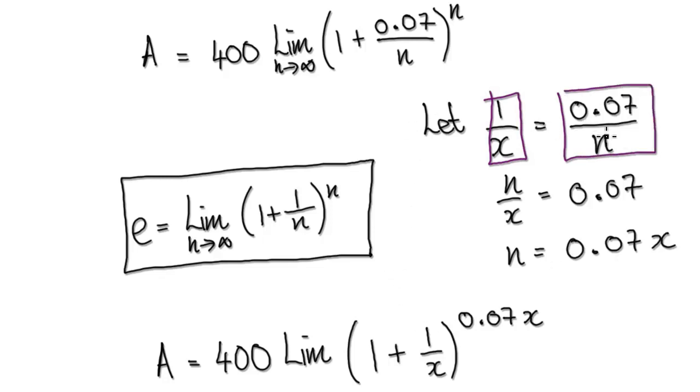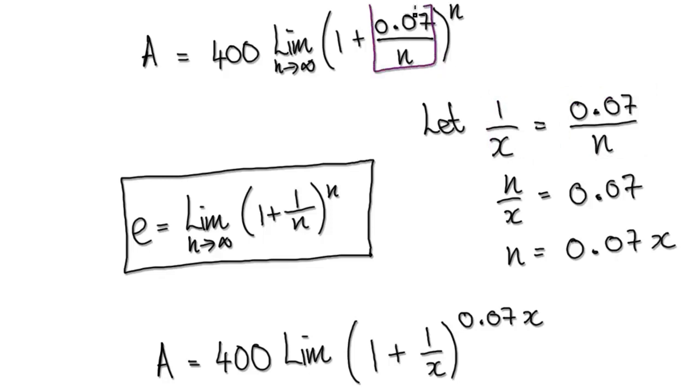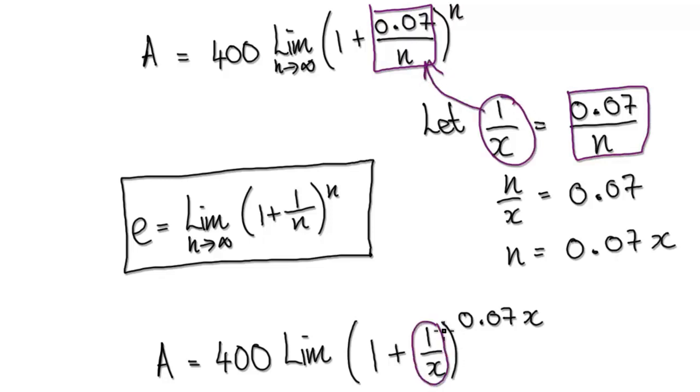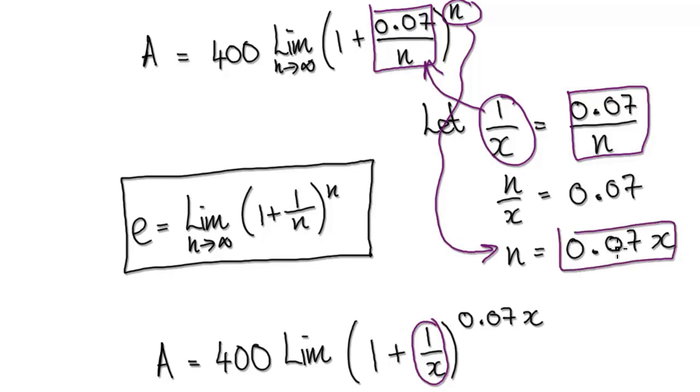So now notice that this thing here is exactly the same as this thing here. So we can put this into here. That will then give us this thing here. And then what is n? Well, n is this thing here. So we can put this thing here into the n. That will then give us this thing here.